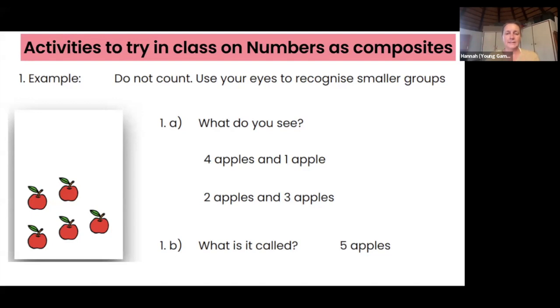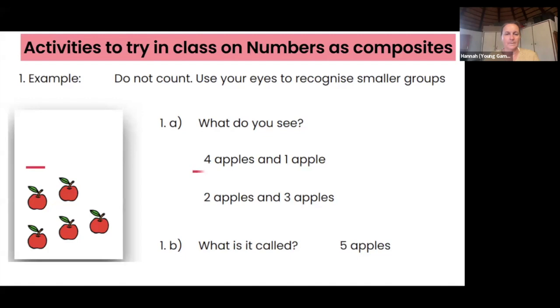But the whole point is this approach of teaching the kids to differentiate between what do you see, which is a description of the composition, and what is it called, which is the name. So what you see here, and there's more than one way to describe it, is 2 apples and 3 apples, or 4 apples and 1 apple. We're trying to move away from 1, 1, 1, 1, 1, because we want them to see the groupings. And what is it called? It's called 5 apples. So this is a way of training even grade 2s and 3s to start seeing the groupings rather than just seeing the name or counting 5 apples.